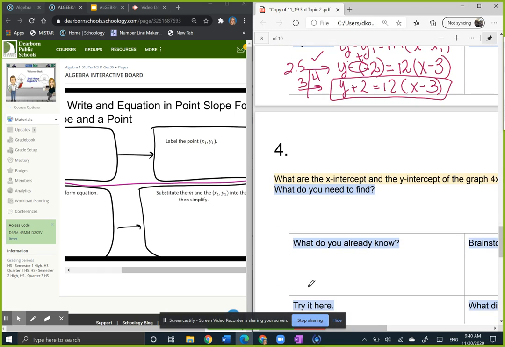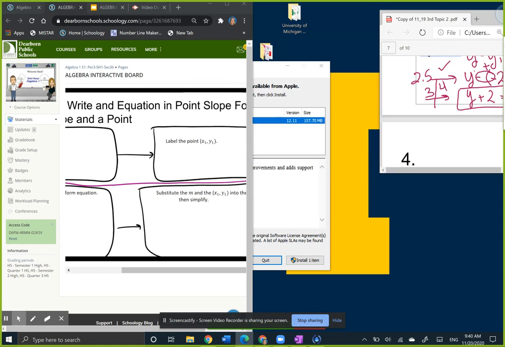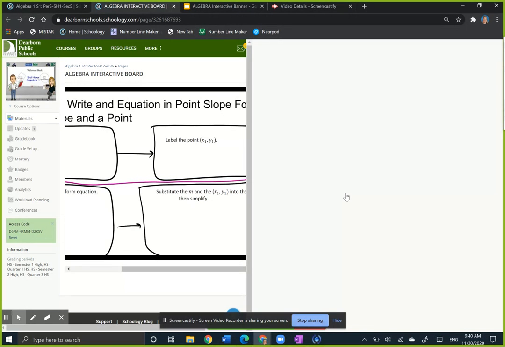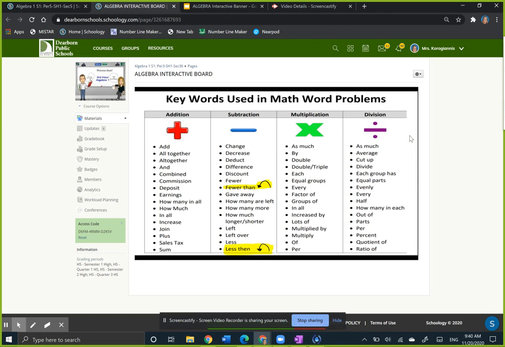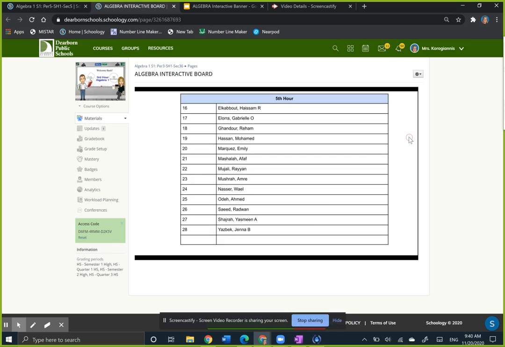All right, the second number 4. What are the x and y intercepts? All right, the graph 4x minus 3y equals 12. All right, so I think that I put it on this interactive whiteboard, but let's look. Let's check me. No, I did not.